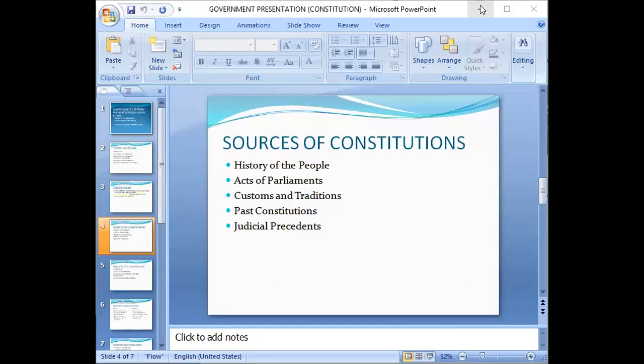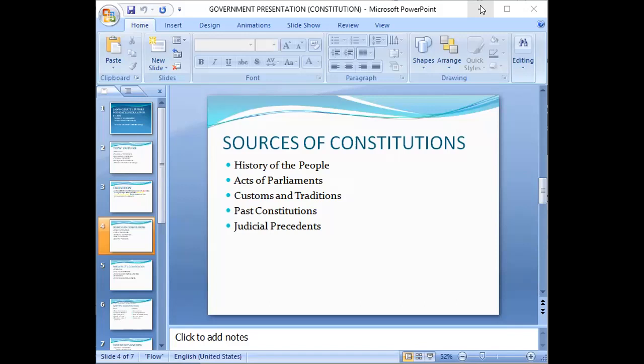Then we have the customs and traditions of our people, the constitution, the customs, what people believe, their norms, their values. These are things that matter before you can create any constitution. Then, of course, we also have past constitutions. You understand? Constitution is a development cycle.